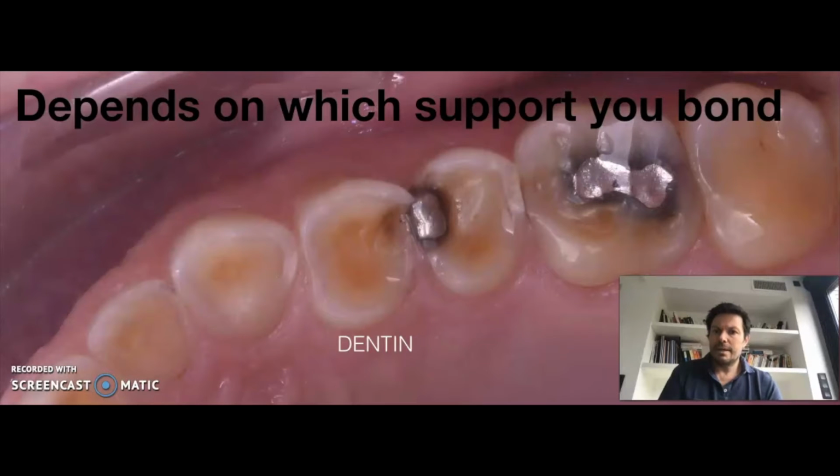Second point is it depends on which support you bond. If you bond on dentin, you need more thickness than if you bond on enamel. If you bond disilicate on enamel, maybe you can have 0.8 millimeters of thickness of disilicate. But if you bond on dentin, it's better to have 1.5 millimeters of thickness of disilicate.